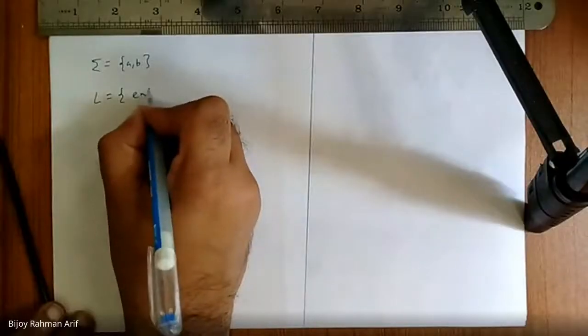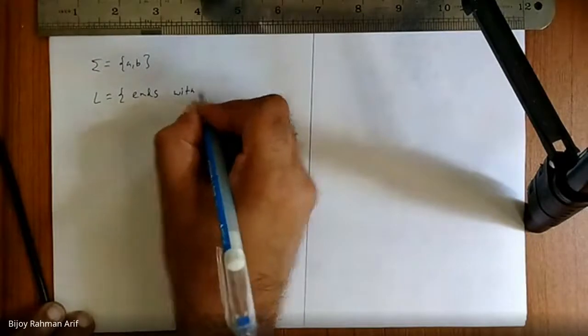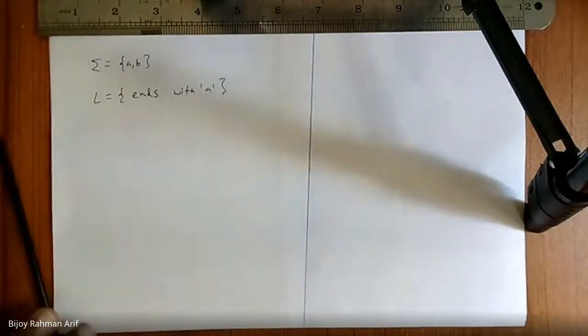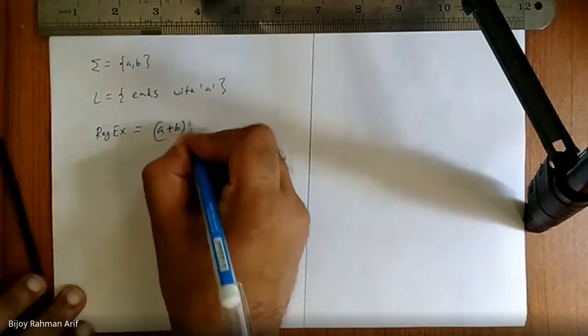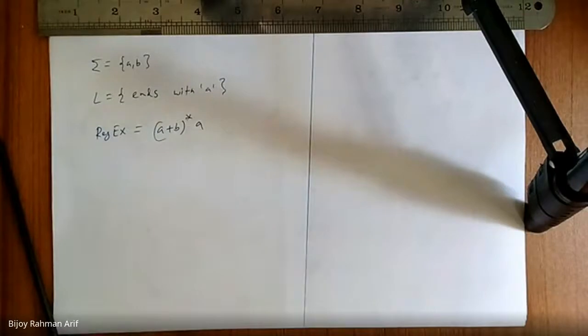This is an interesting problem. So sir, A B, what is the state? A union B star, then A. What is the regex? Okay. The regex is (A union B) star A. Good, very good.